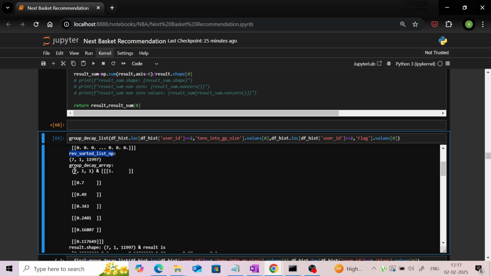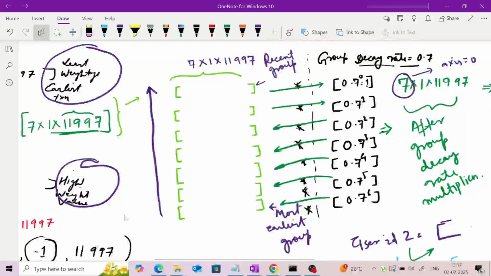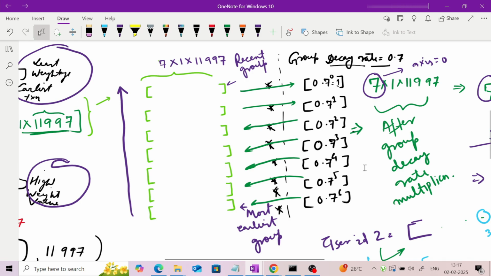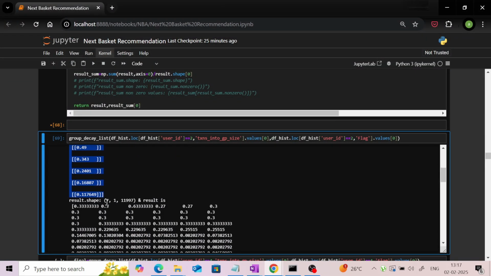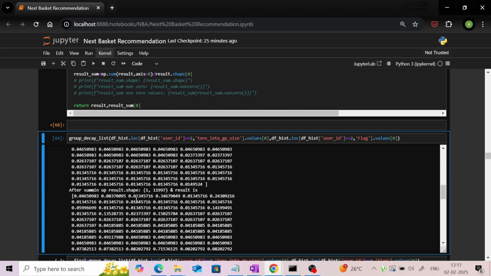Then we are creating this group decay rate. The group decay rate, as I was mentioning, is of the dimension 7 by 1 by 1. If you see these values, they are 0.7 to the power 0, 0.7 to the power 1, 0.7 to the power 2, 0.7 to the power 3, until 0.7 to the power 6. So we are creating this kind of group decay rate matrix. Then we'll multiply this one with this one. That multiplication will be happening in the next step. And after multiplication, the resulting shape is 7 by 1 by 11,997.